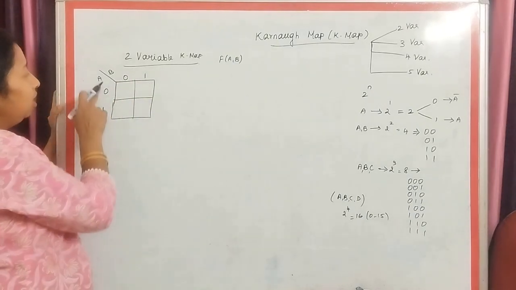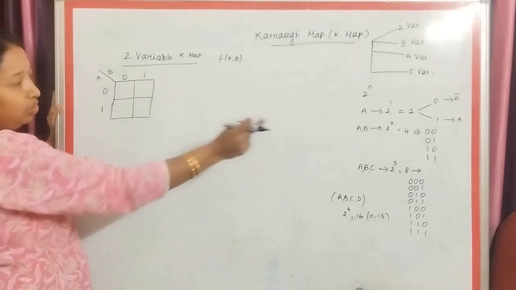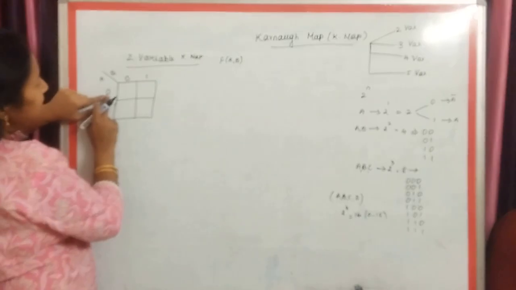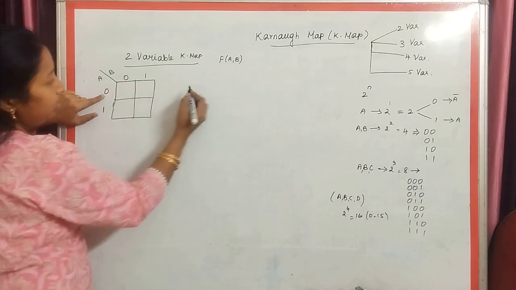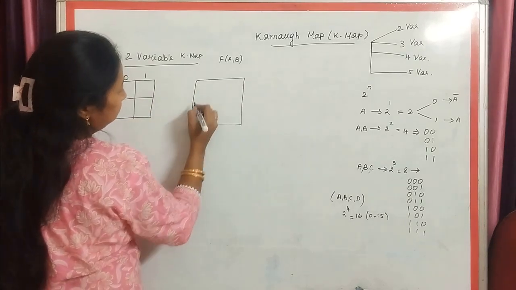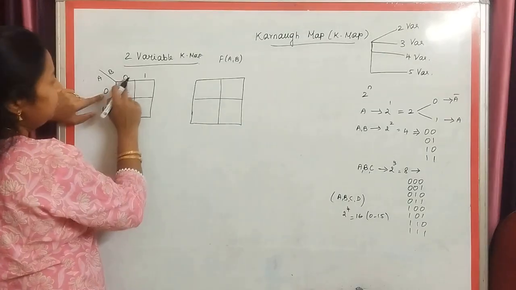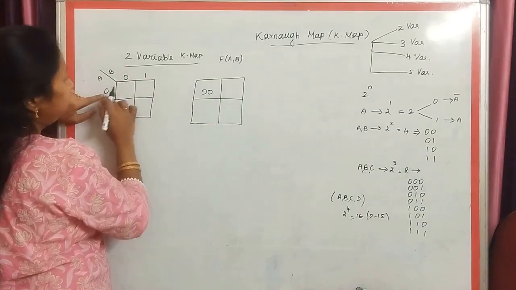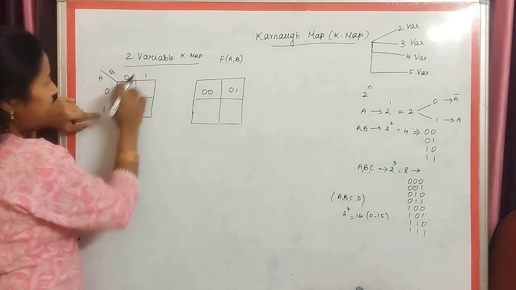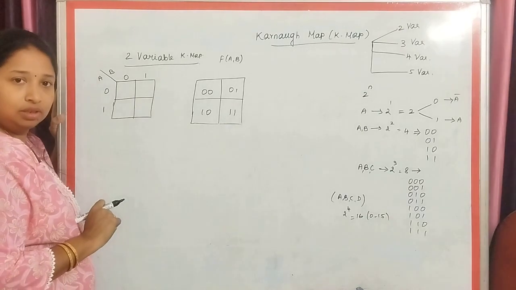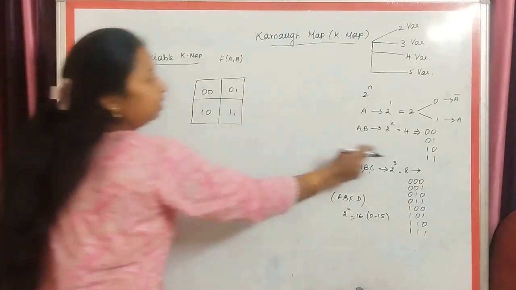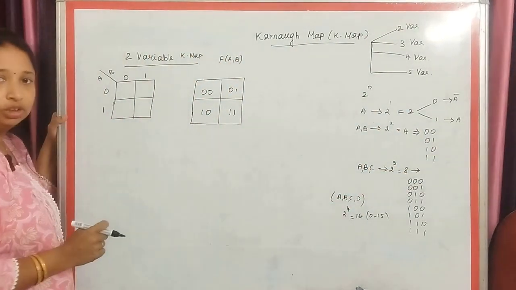Got it? Now, for 2 variables, how will you get all the 4 combinations? This is nothing but 0 0. How can you write it? This is something like 0 into 0, it is 0 0. 0 into 1, it is 0 1. 1 into 0, it is 1 0. And then 1 into 1, it is 1 1. This is how you will be getting all the 4 combinations.